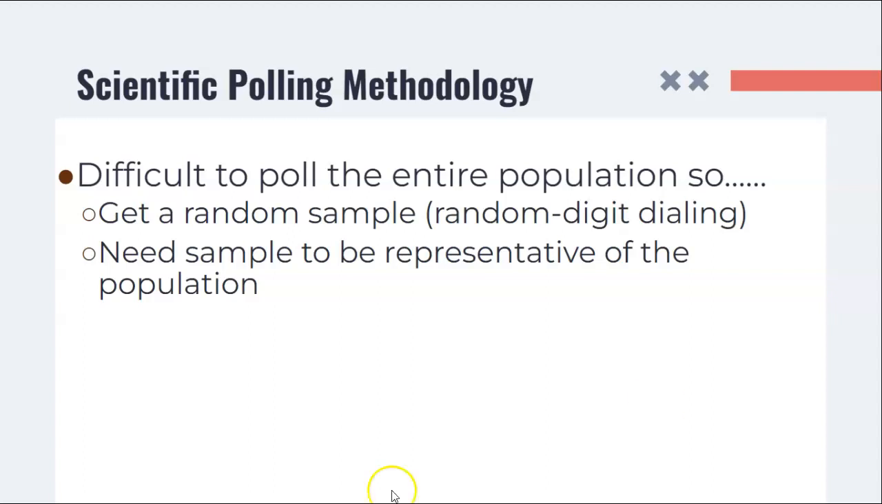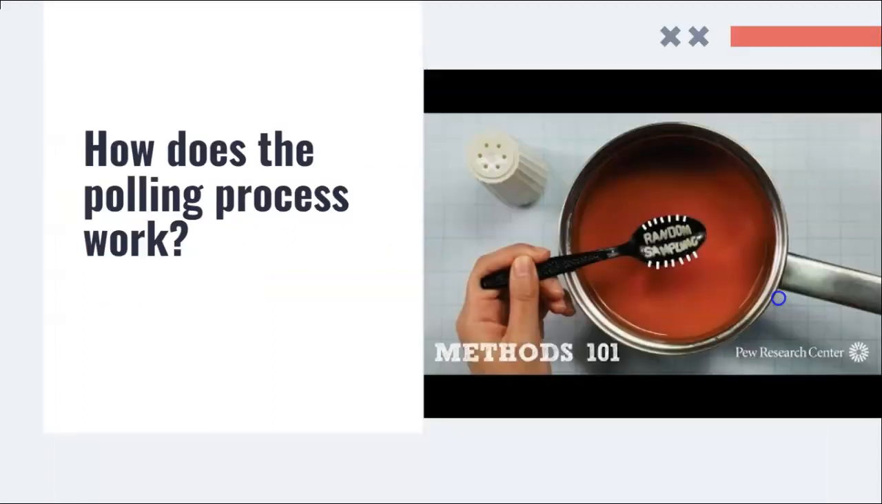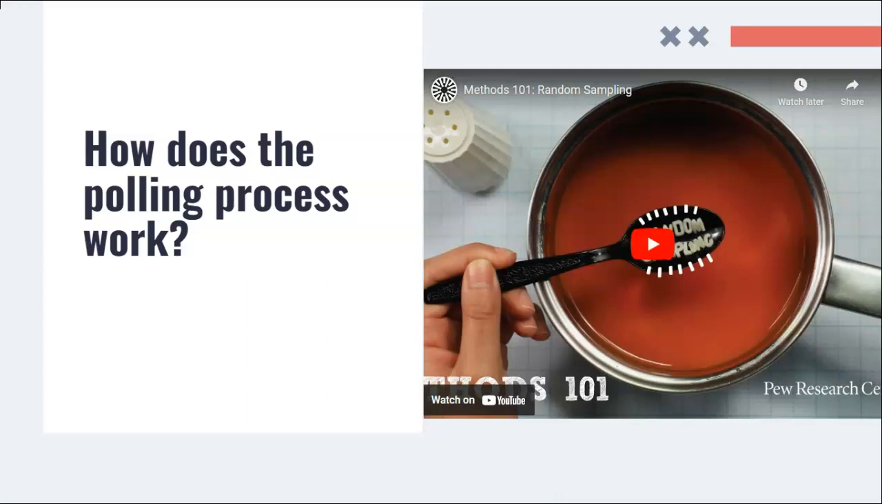So with that, you are going to go ahead and watch the next video clip on this page within Schoology, and it is going to show you exactly how random sampling works using the analogy of soup. When you are finished watching this Pew Research video, you'll go ahead and watch the third video that is embedded within this section to finish up the notes.